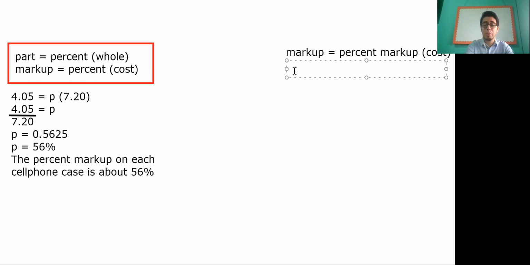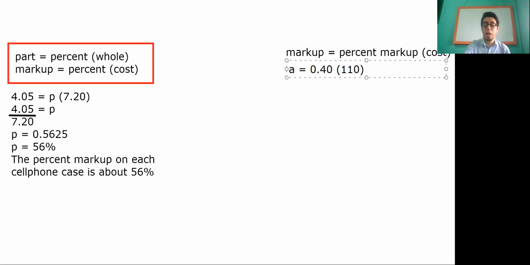The markup is represented using a variable a. This is going to be equal to the percent markup. Remember, the percent is 40%. You have it in here, the 40% of the markup. But you are not going to multiply if this has a percent. You are going to divide by 100 to obtain the decimal, so you multiply by 0.40. And you are going to multiply by the original cost, that is $110.